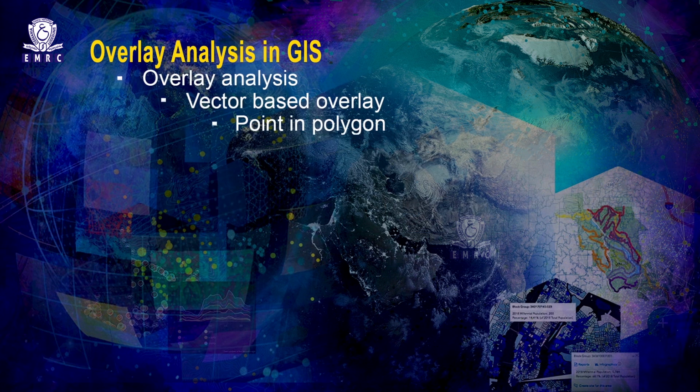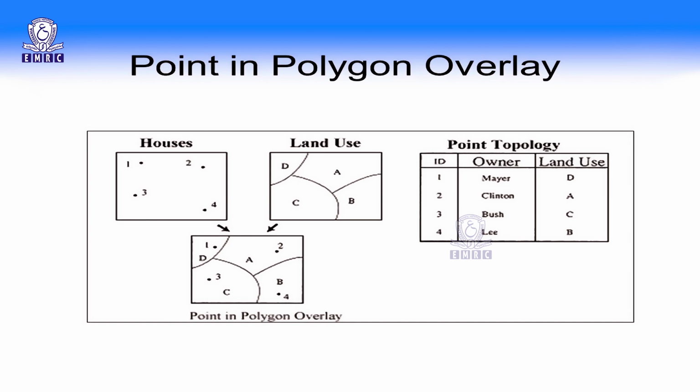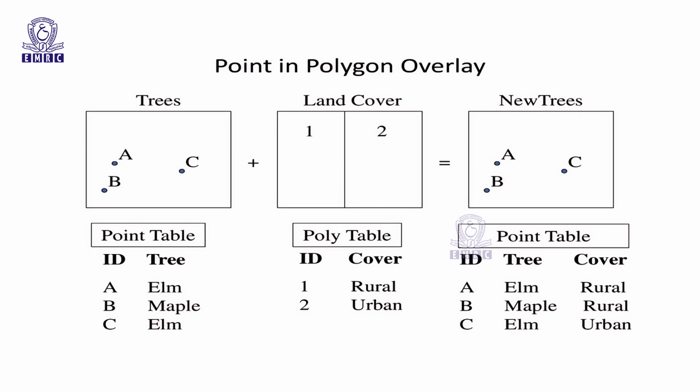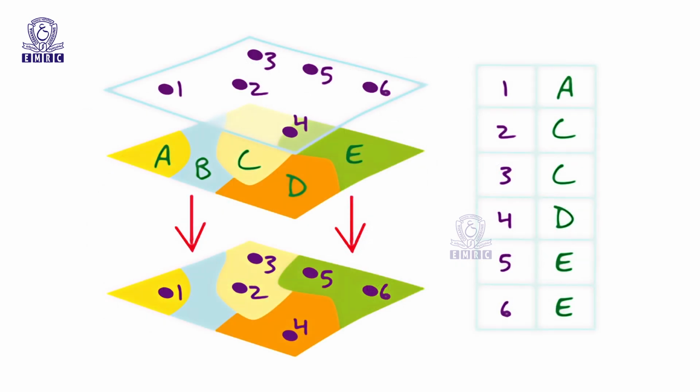Point in polygon. The point in polygon overlay operation will generate combined properties of a point attribute of one layer and polygon attribute of the analysis layer. It is a spatial operation in which one point coverage is overlaid with polygon coverage to determine which points fall within the polygon boundaries. After the overlay operation, points assume the attributes of the polygons within which they fall.